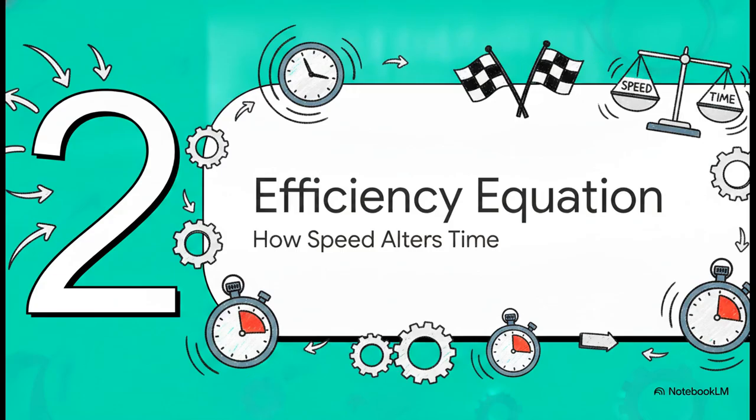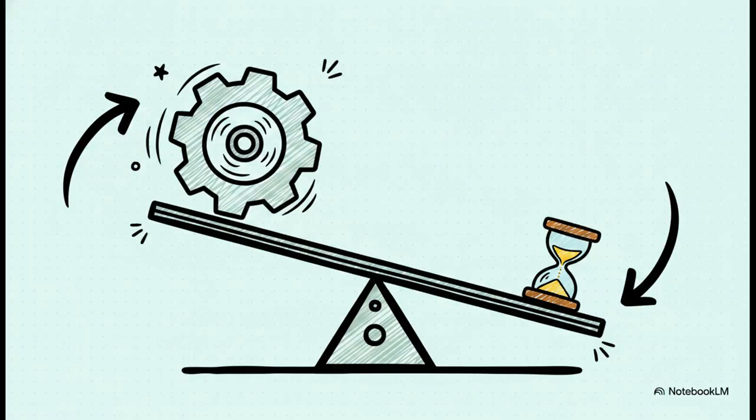Moving right along to Section 2, the efficiency equation, and how speed actually alters time. So I want you to visualize the balance of power here between speed and time. We're establishing the golden rule of inverse proportionality. It's basically a seesaw. As the rate of work, your efficiency, goes up on one side, the time taken flips down on the other. Because the total amount of work stays exactly the same, increasing one variable means you strictly have to decrease the other.